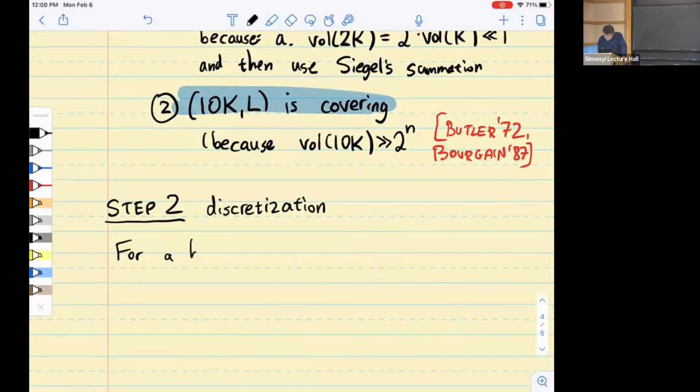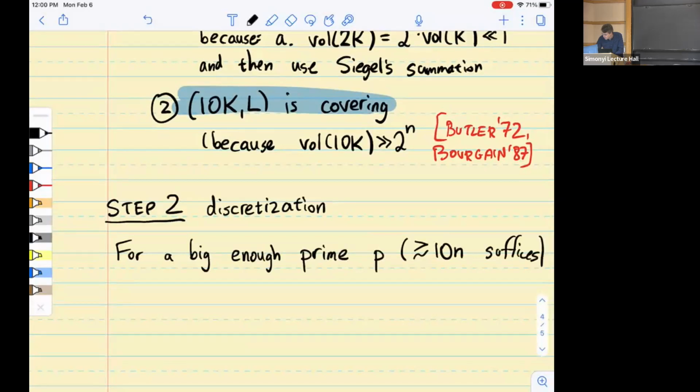So let's take a big enough prime. I want to move to a discrete statement. A big enough prime doesn't have to be very big. So P, maybe it has to be something like 10n or so, a little bit more, but something like 10n.